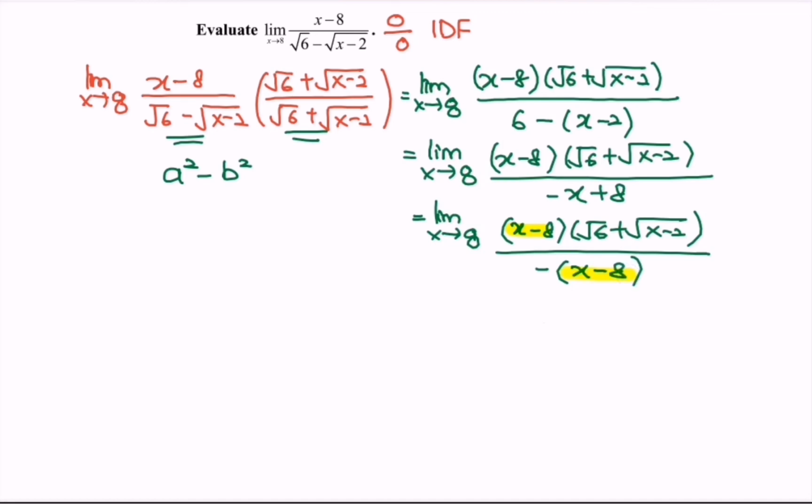So kindly rewrite the situation. Limit when x approaching 8, negative multiply with the square root of 6 plus the square root of x minus 2. So finally, if we substitute the value, we notice that here we will have the square root of 6. So the answer will be approaching negative 2 square root of 6. So that is the situation for these questions.